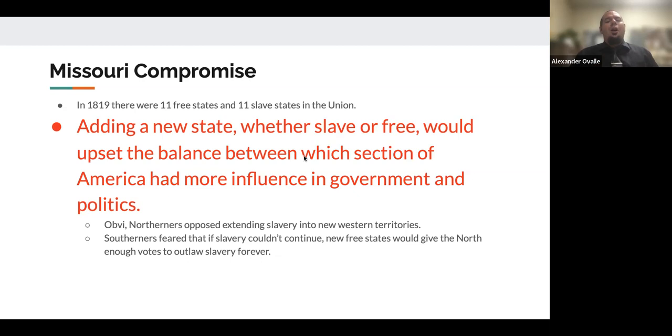Obviously, the Northerners opposed extending slavery into the new Western territories, giving slave states more influence in politics. Southerners feared that if slavery couldn't continue, new free states would give the North enough votes to outlaw slavery forever. Oh no, like that's a bad thing. It, of course, is a bad thing.